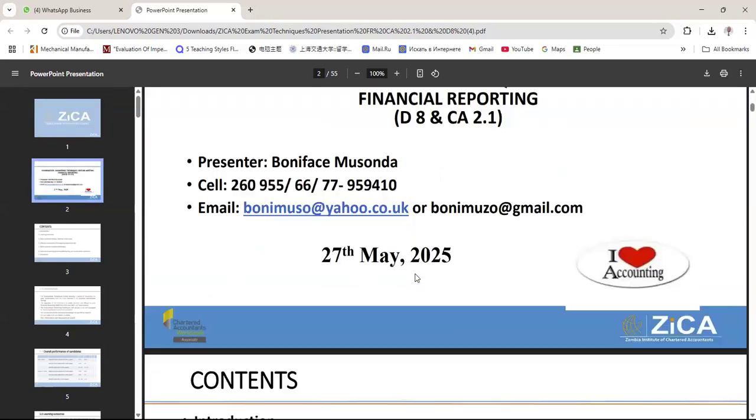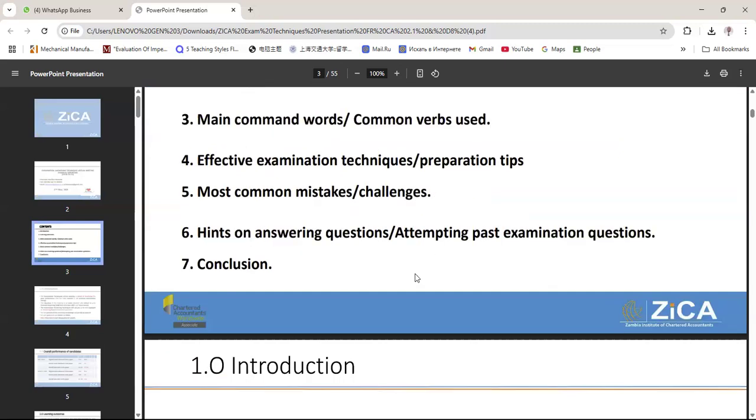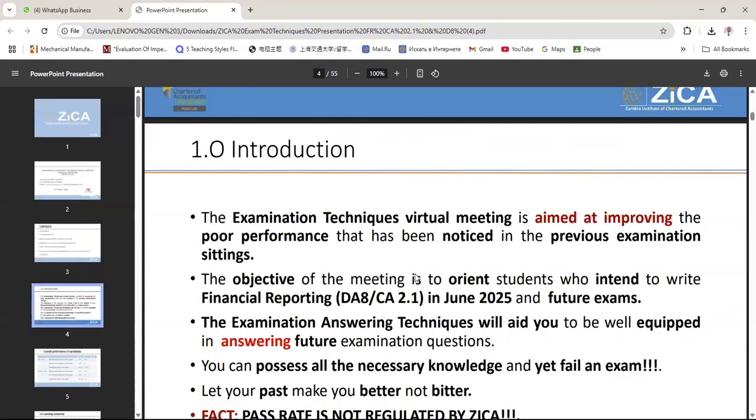In terms of the presentation layout, I'll start with the introduction, then I'll end with the conclusion. Examination techniques basically is aimed to improve the poor performance. It has been noted by our institute that the performance, mostly in financial reporting, DA8 and the CA2.1, has not been well. Hence, they have organized this presentation so that we can see how we can enhance the pass rate. The objective is to orient you in terms of the examination preparation for June 2025 and those who intend to write in future. The examination techniques are going to help you in terms of answering questions.